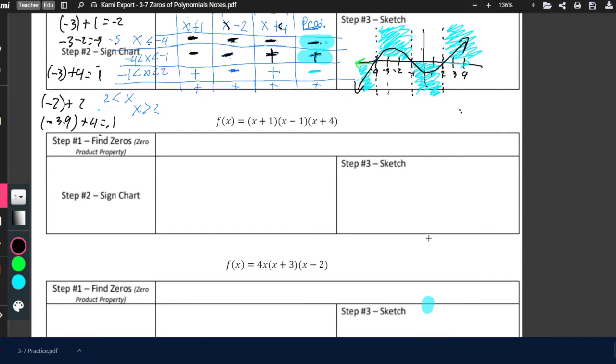So we're going to do one more, and we're going to move on. Unless you guys want me to do the last one, but let's just go over this first one.